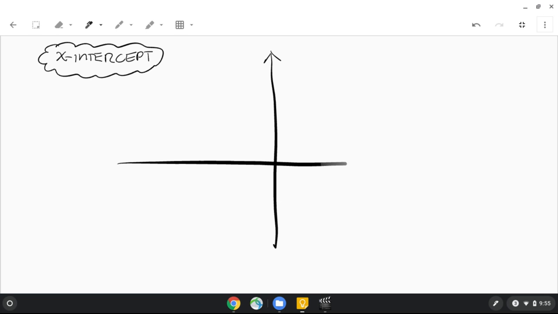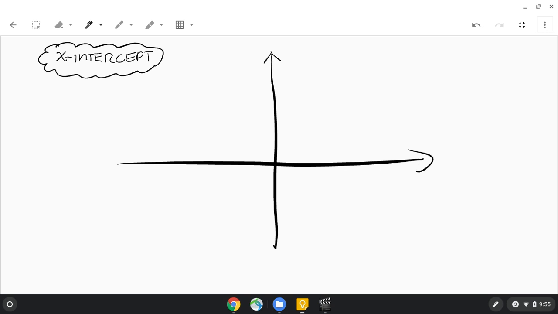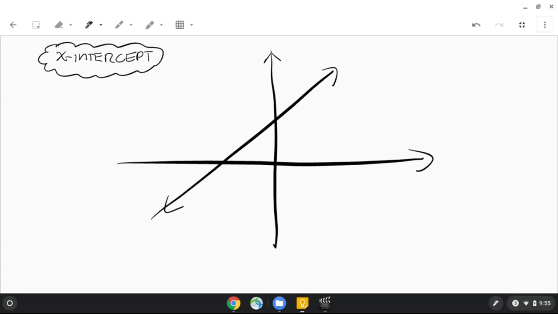Okay, so we are going to start with the x-intercept. The x-intercept is really just a point on the graph that crosses the x-axis. So the point we're talking about is this point right over here that's on the x-axis.